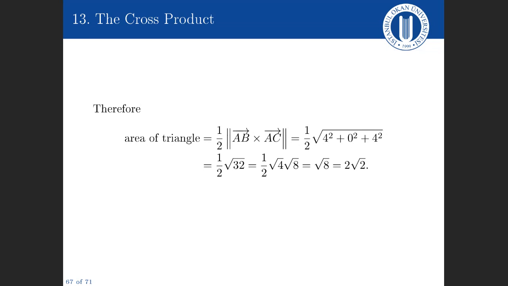What is the area of the triangle? Our formula for the area of the triangle is half the norm of AB cross AC. Put these vectors into our formula. I'll leave it for you to check that the area of this triangle is 2 root 2.